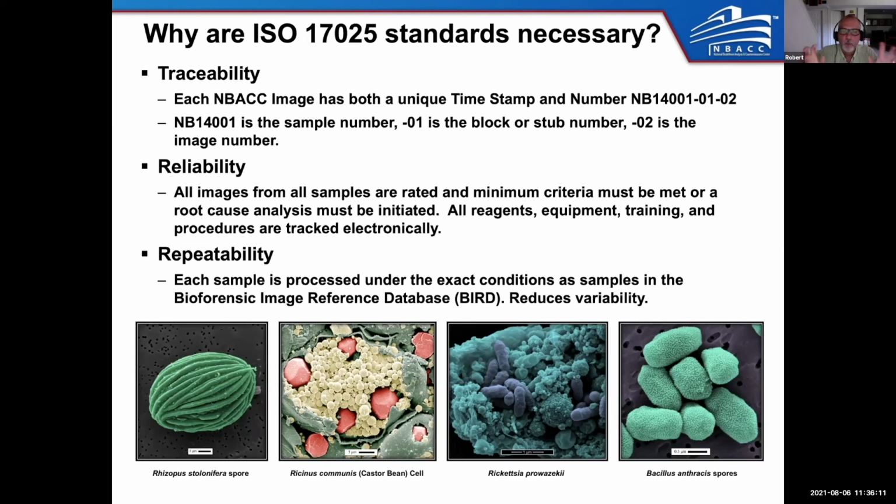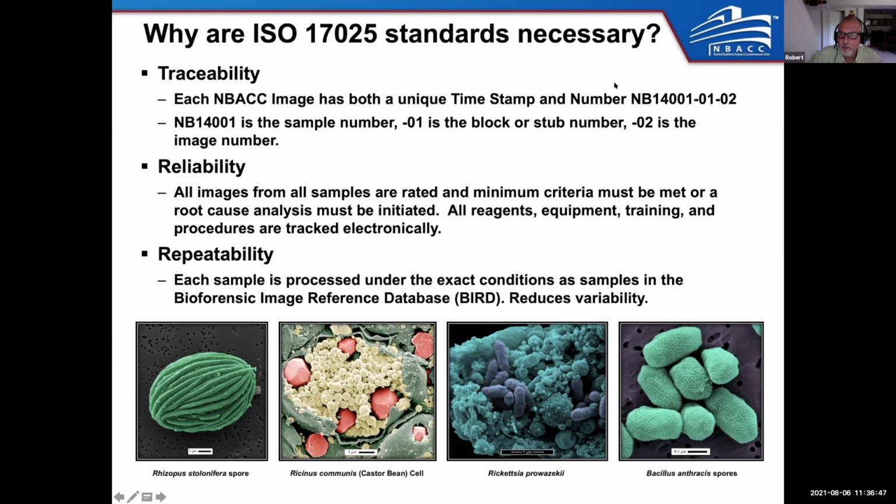So when we're ISO 17025 accredited, what this means is that each sample that we get, when we process it, each image that we take looks like something like this. So this is sample number NB14001. So this was a sample from NBAC in the year of 2014. It was sample number 1. And this digit right here, the 01, this is either the block number or the stub number or the slide number, okay? And the last set of digits here, the 03, this is the actual image number. So each picture that we take has an individual stamp that looks like this and a timestamp.